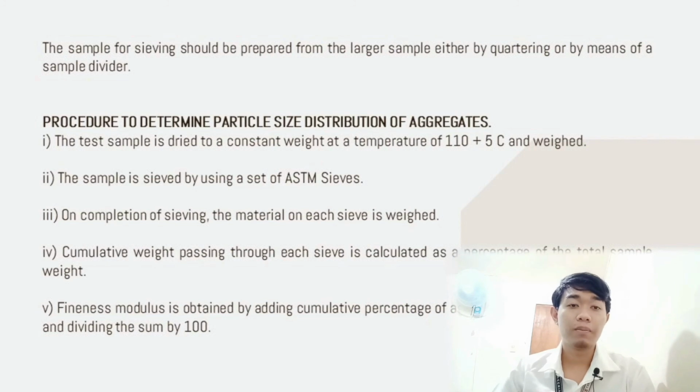To sum up the procedure, first, kailangan daw natin kumuha ng basically tuyong sample. Then yung sample na yon, ilalagay natin siya sa mga standardized na sieves natin because they will undergo the sieving process. And upon sieving, yung mga material na babagsak on each sieve ay i-weigh natin. And through that, makakalculate o makukuha natin yung percentage ng total sample weight. And lastly, makukuha natin yung fineness modulus na hinahanap natin.